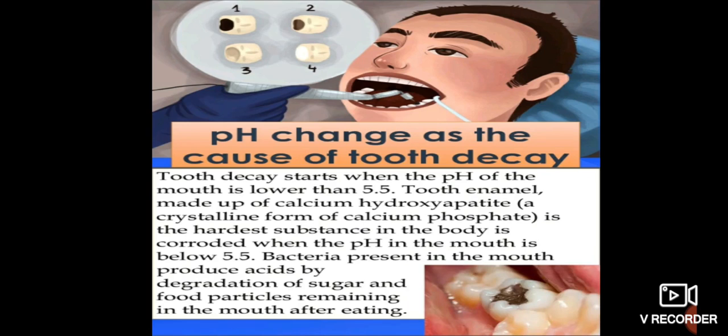pH change as the cause of tooth decay. Dear children, tooth decay starts when the pH of the mouth is lower than 5.5. Remember this. Tooth enamel, made up of calcium hydroxyapatite, a crystalline form of calcium phosphate, is the hardest substance in the body, and it is corroded when the pH in the mouth is below 5.5. Bacteria present in the mouth produce acids by degradation of sugar and food particles remaining in the mouth after eating.